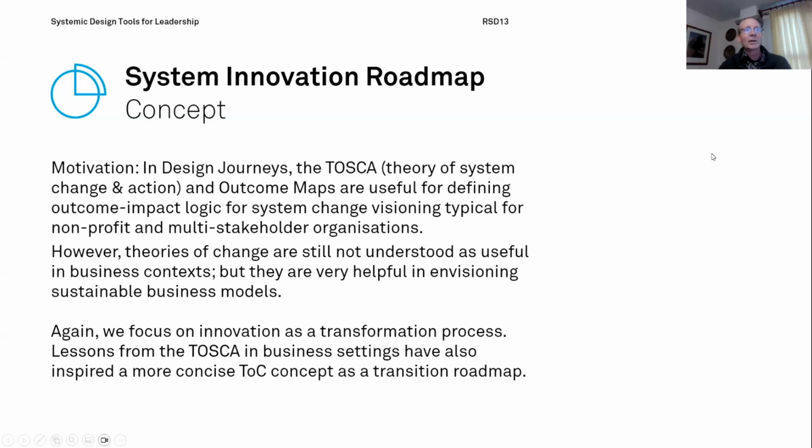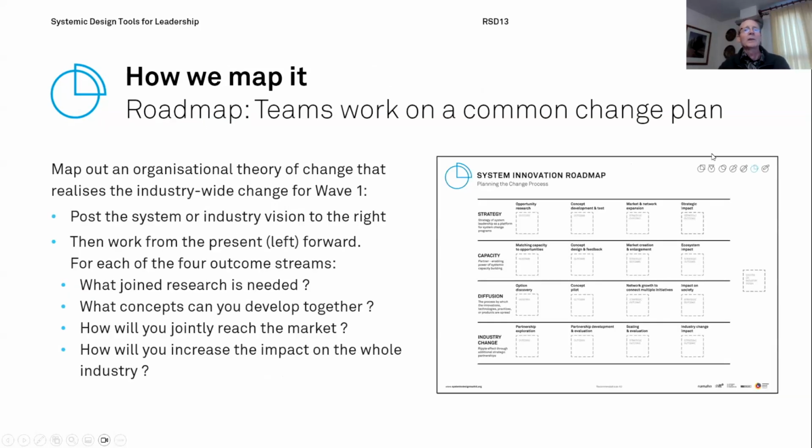So here we're focusing on innovation as a transformation process. And so the approach here would be that the team could work on a common change plan that would make sense in the logic of a company or perhaps other large enterprises, an institution, a university, departments. So it could be different scales of the organization.